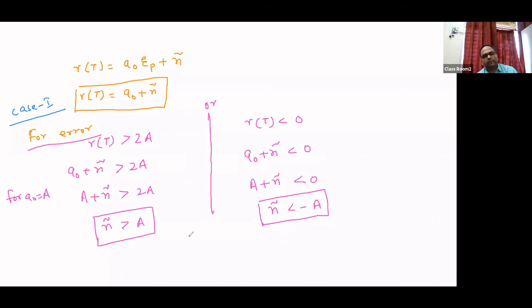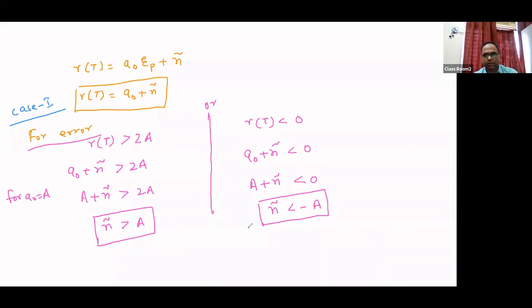So it means that if we are talking about error, then if this N tilde is greater than A, it can be a case of error. If N tilde is less than minus A, then it can also be a case of error. So now we have to find the probability that N tilde is greater than A or N tilde is less than minus A. N tilde is what? N tilde is white Gaussian noise, right?